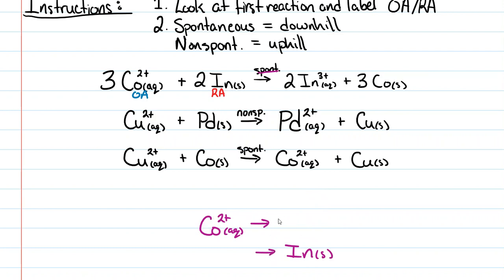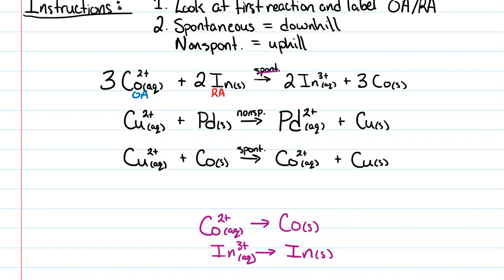So the cobalt half reaction is higher because it's better at stealing electrons. So it turns into cobalt solid, and indium turned into indium 3 plus. Perfect. Those aren't complete half reactions yet, but we're just building up the idea. So cobalt 2 plus and indium made a downhill reaction, and that's exactly what we wanted to see from our table.